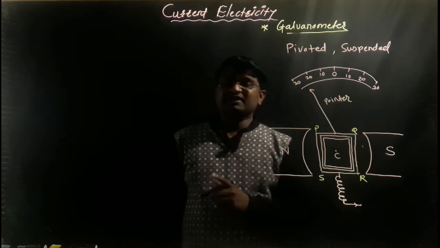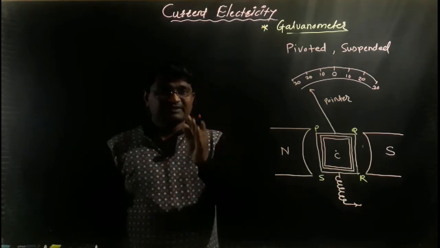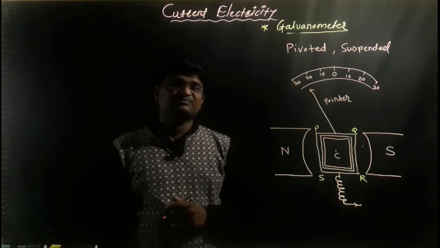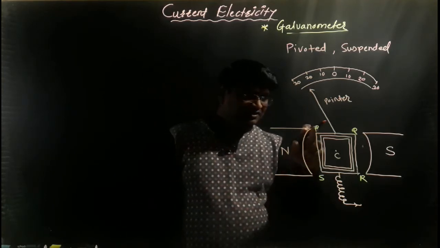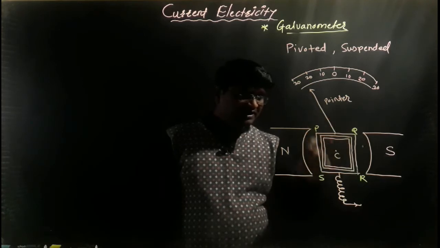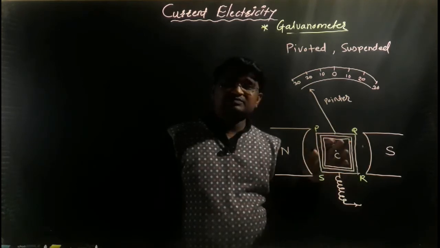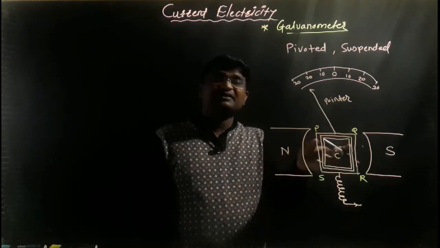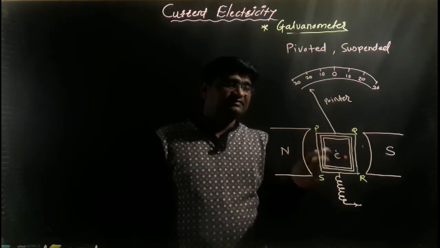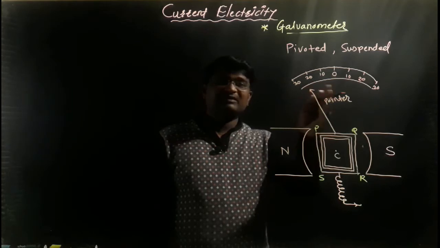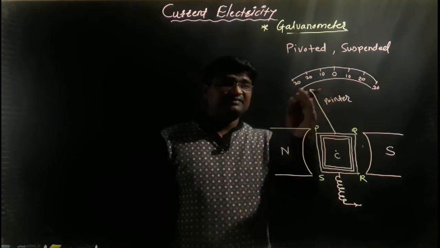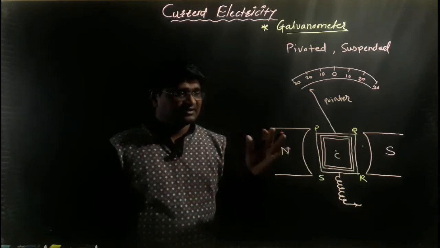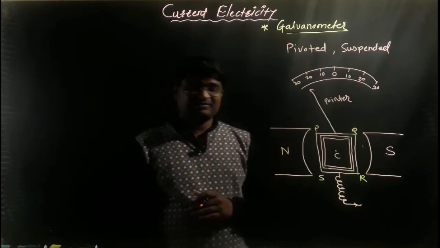We know very well that if any conductor is kept in a uniform magnetic field and is perpendicular to it, it experiences the maximum force. So wires PS and QR experience force, exactly equal and opposite, and the coil will be deflected. If it deflects, the pointer will be deflected, and we see the reading. It means that electric current is passing through the galvanometer.